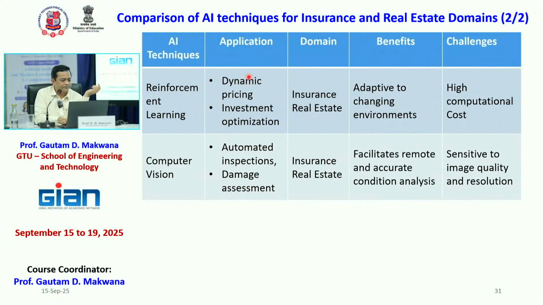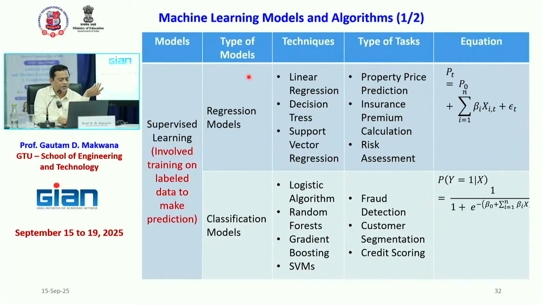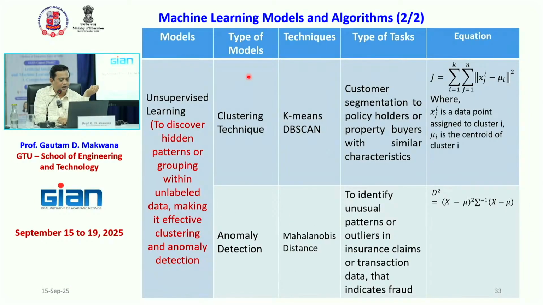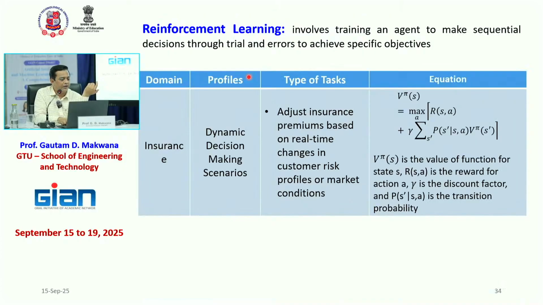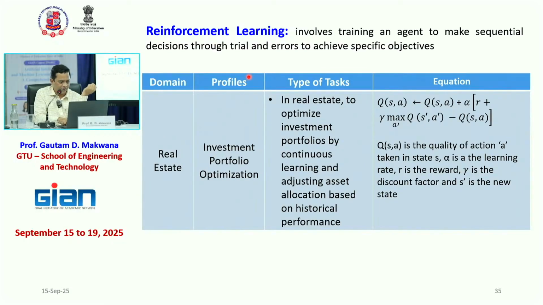So these are some parts of the comparison of AI techniques for the insurance and real estate domain: machine learning algorithms under supervised learning, the types of tasks and techniques and types of models, and reinforcement learning in insurance and dynamic decision-making scenarios, in investment portfolio optimization, even investment in real estate. Whether it is good or bad, who knows?